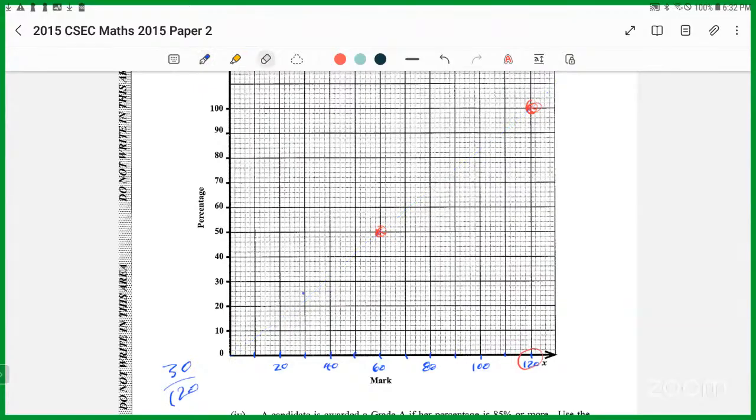Right, and then 90 marks will be 75%. See, we do it with a ruler because I can't draw a straight line freehand. That's why I'm doing this, right? So 75 will be about here. These are 2 points that I should have a line pass through. Alright, so that's it.